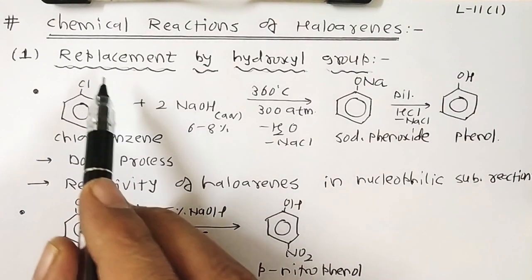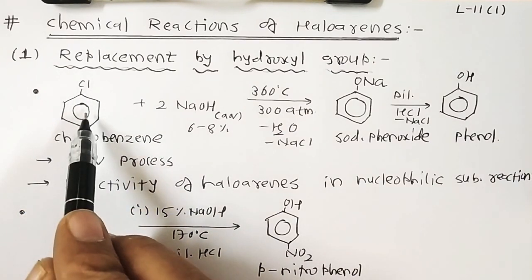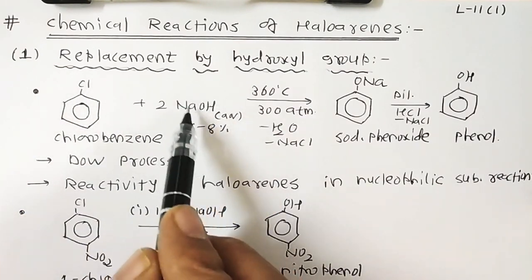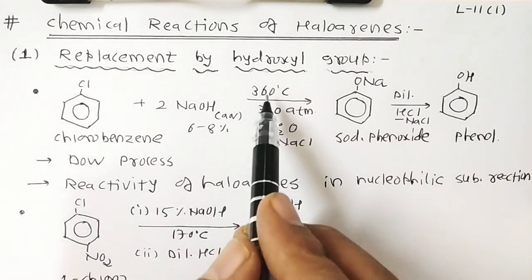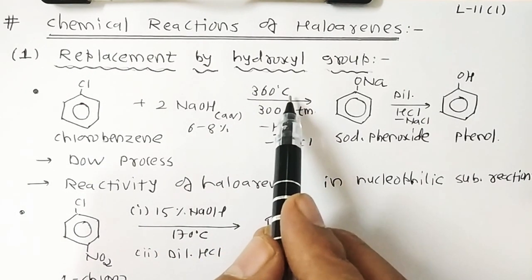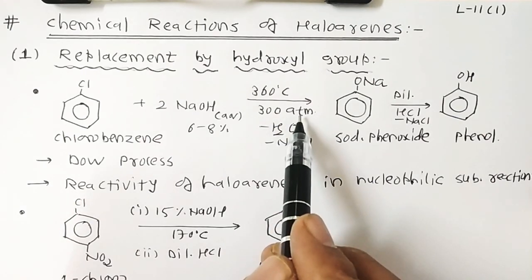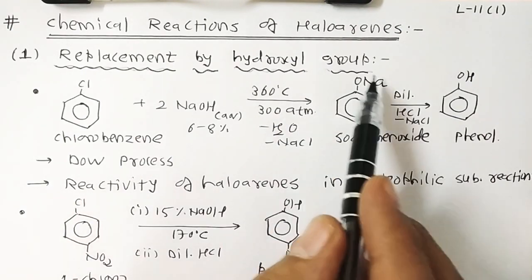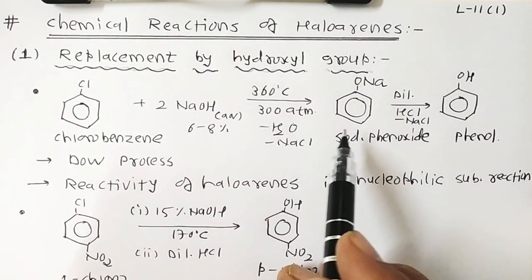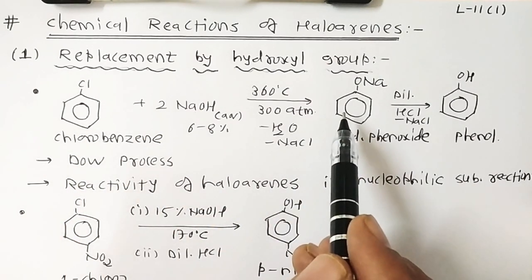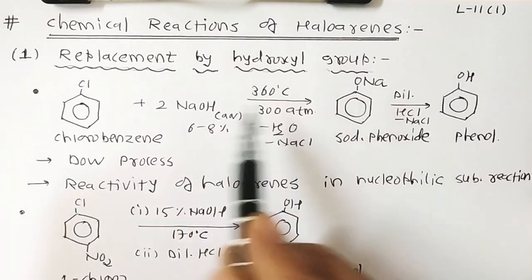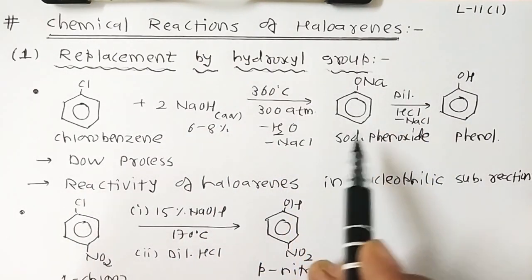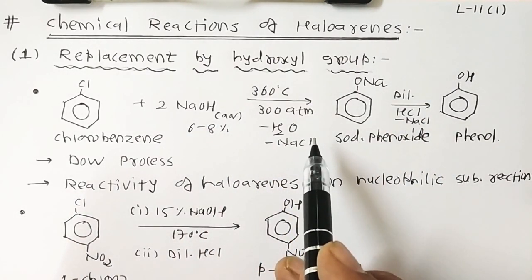For example, chlorobenzene, when heated with aqueous sodium hydroxide solution at 360 degrees centigrade temperature and 300 atmospheric pressure, firstly gives the compound sodium phenoxide. First they form phenol, but as we know phenol is acidic in nature, so it reacts with NaOH, a kind of titration reaction, and we get sodium phenoxide.